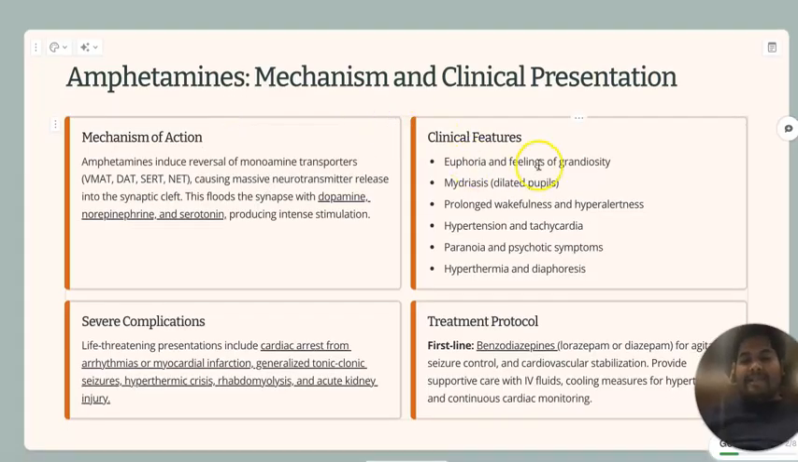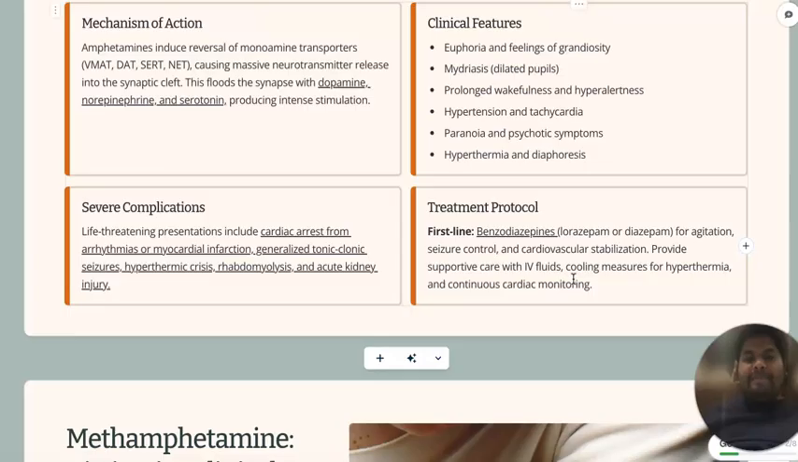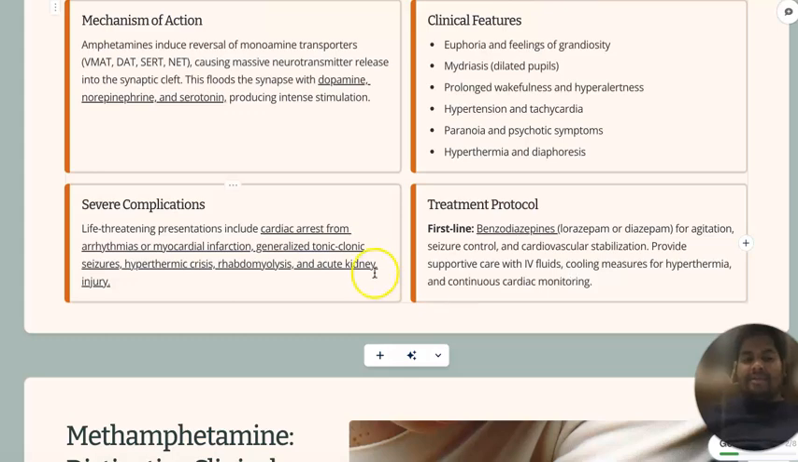Again, clinical features as stated earlier. Amphetamine causes euphoria and a feeling of grandiosity, mydriasis, prolonged wakefulness, and hyperalertness. The people become super alert, and also have hypertension, tachycardia, paranoia, psychotic symptoms, hyperthermia, and diaphoresis. Now the complications: if the person is taking an excessive amount, severe intoxication may lead to cardiac arrest from arrhythmias or myocardial infarction. Similarly, generalized tonic-clonic seizures, hyperthermic crisis, rhabdomyolysis, and acute kidney injury.